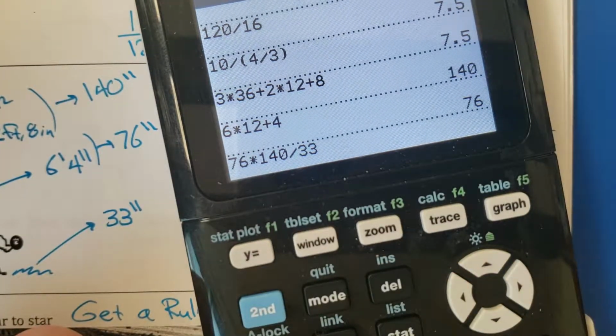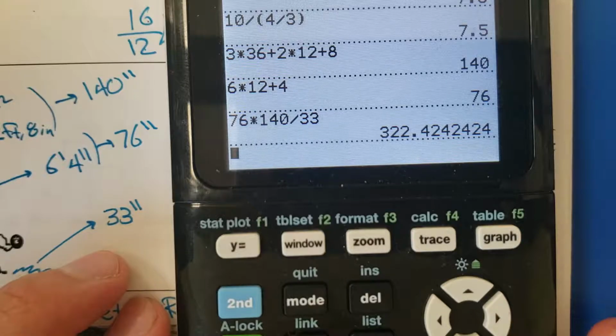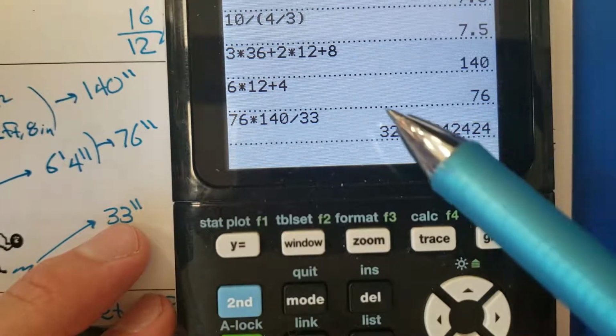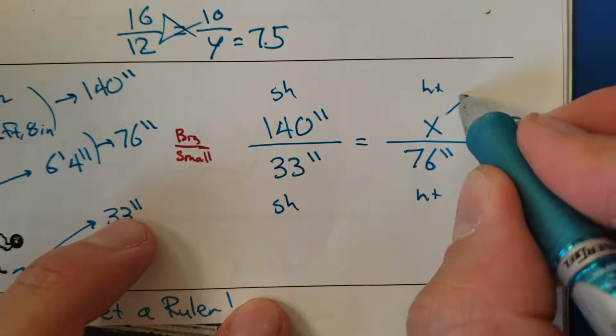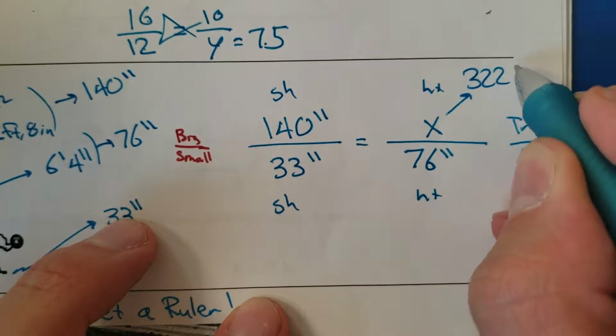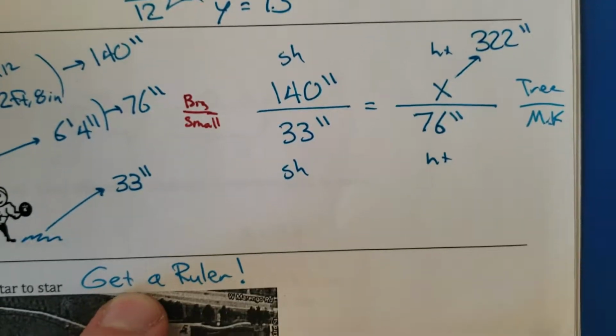Oops, not that many inches. There we go. All right, ew. So 322, let's do the nearest inch. Okay, about 322 inches. So the rough answer right now is 322 inches. Let's have that make some sense.